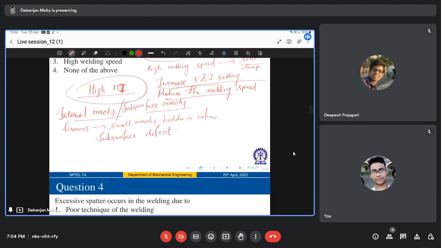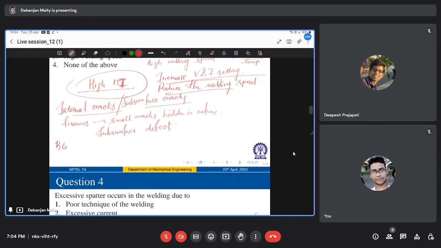And then you have this porosity or blowholes. Why do they form? They form because of the presence of rust or dirt or something like that, if you're not able to clean them on the edge of the parent metal or on the electrode. So these are the main reasons for this blowhole formation, or the subsurface porosities, right?